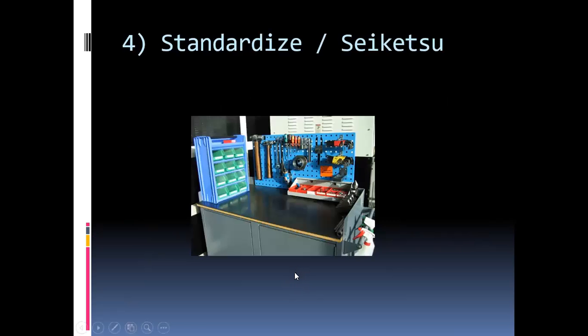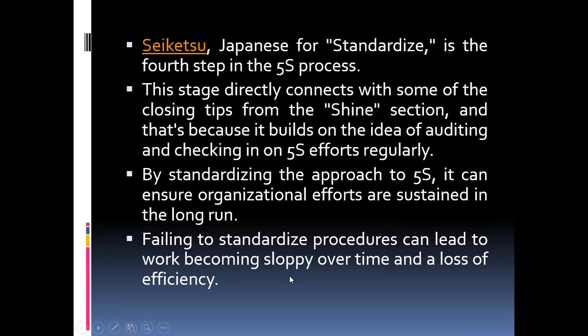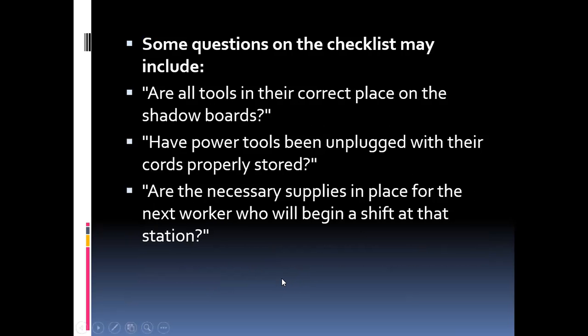The fourth step is standardize. By standardizing the various approaches in 5S, we can confirm that the organizational efforts can be sustained in the long run. If anything affects the 5S and causes failure, it will lead to a serious loss of efficiency. What are the reasons for the failures? That is going to be discussed in the consecutive slides.